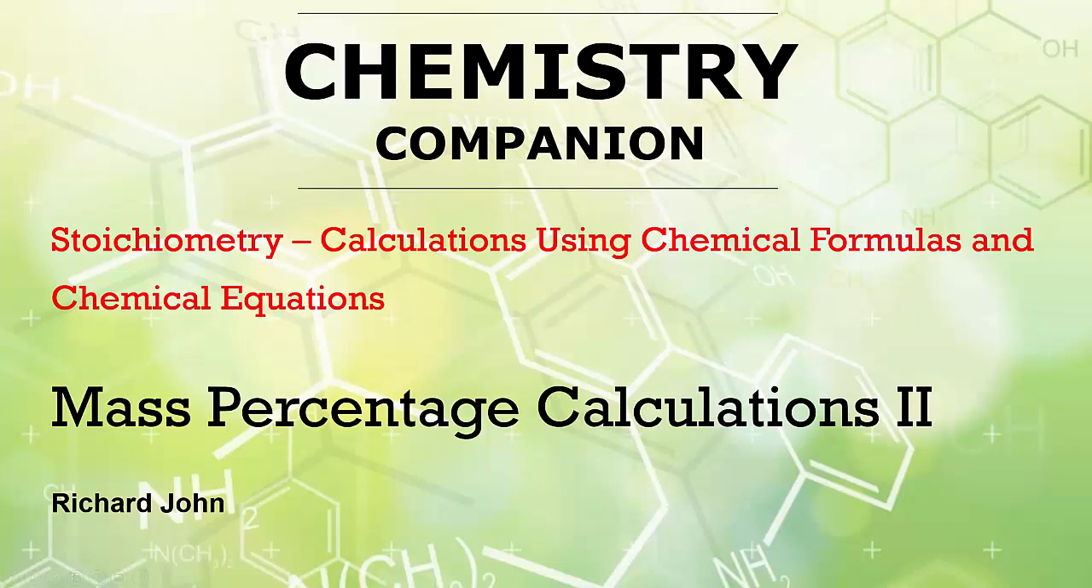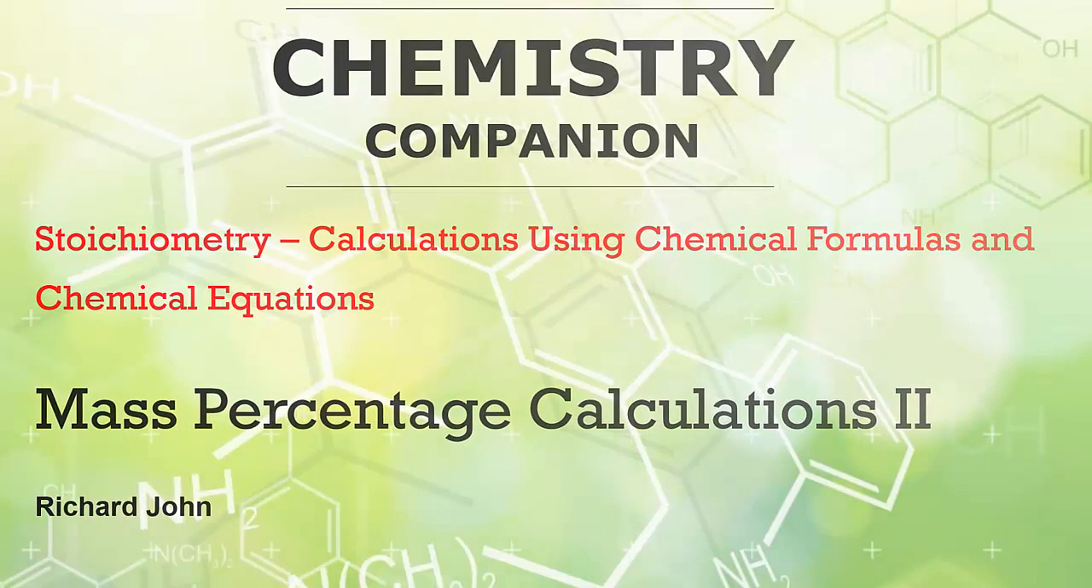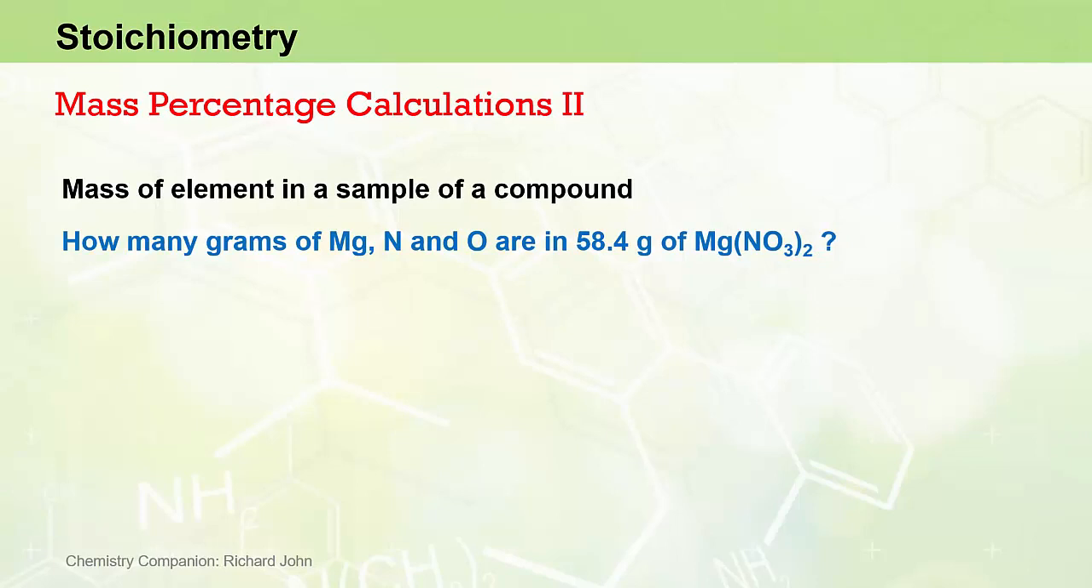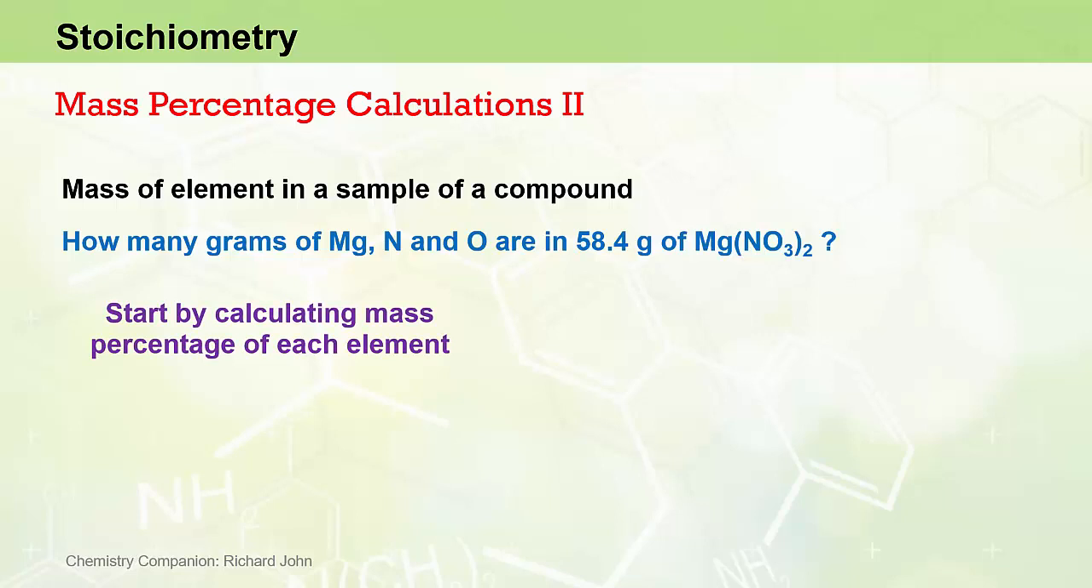In this video, we are going to look at another example of how mass percentage calculations are used. The scenario presented to us this time involves calculating the mass of an element in a given sample of compound. For example, how many grams of the elements magnesium, nitrogen, and oxygen are in a 58.4 gram sample of the ionic compound magnesium nitrate?